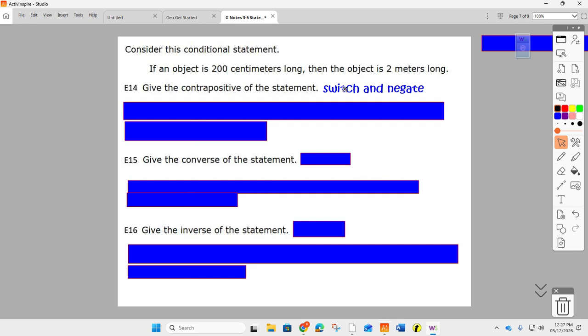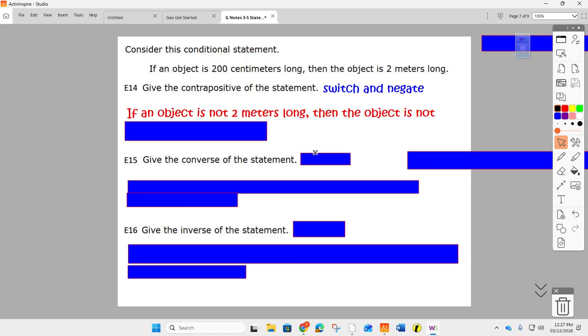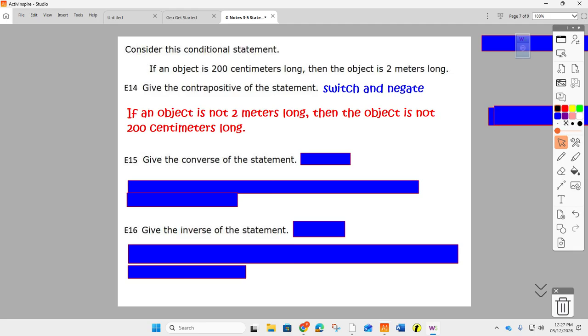What'd you write? Let's see. If an object is not 2 meters long, then it is not 200 centimeters long. Exactly right.